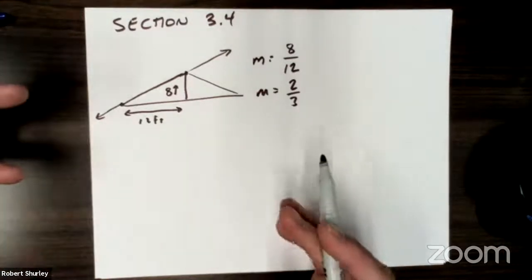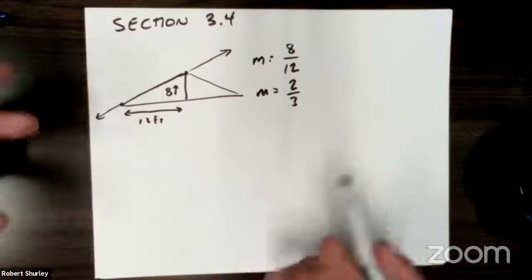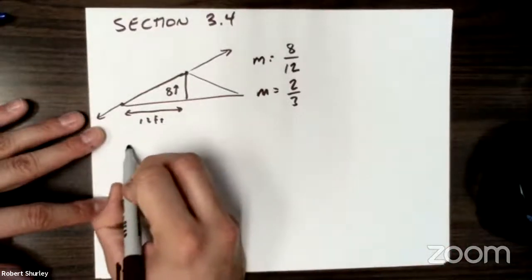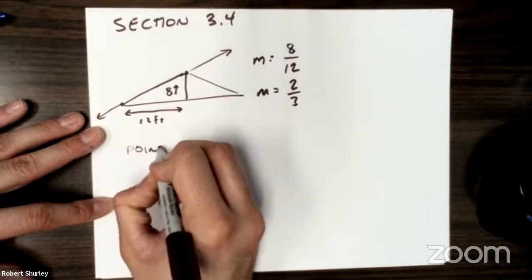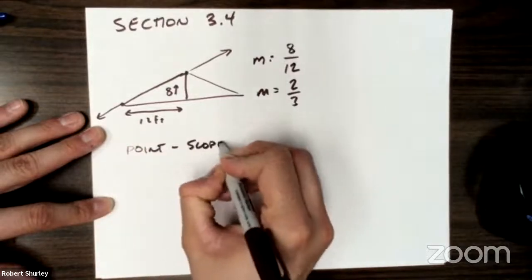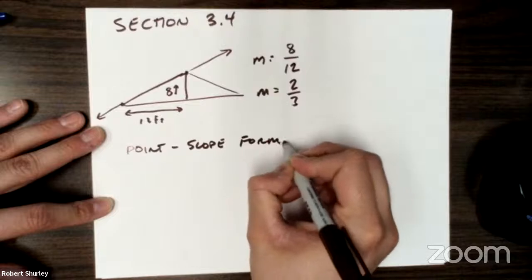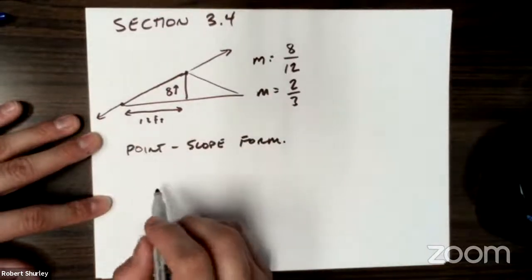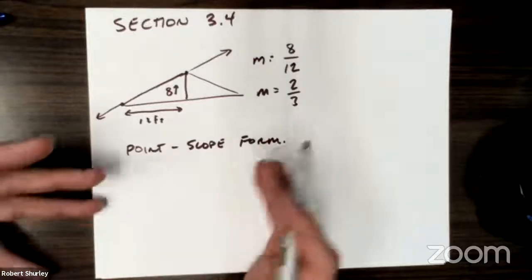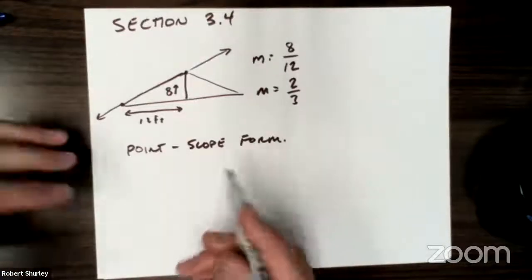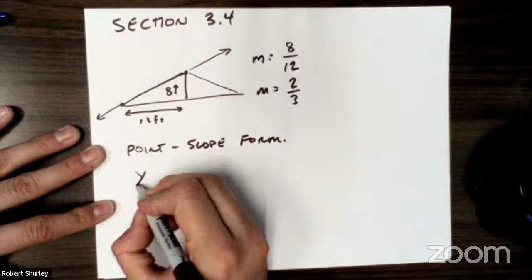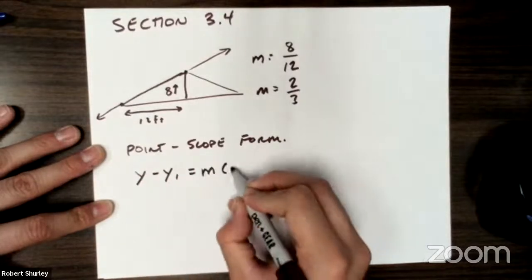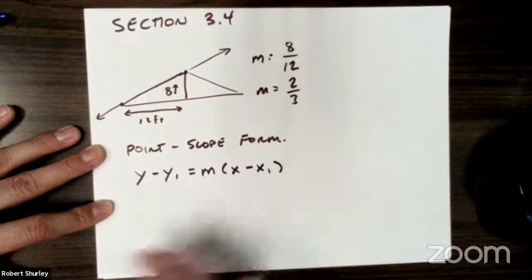So the first thing your book brings up in 3.4 is a new equation of a line. It's called the point slope form. So if you hear point slope form, this is what I'm talking about. On the test, if I ask you to put something in point slope form, I want you to put it in y minus y1 equals m times x minus x1.